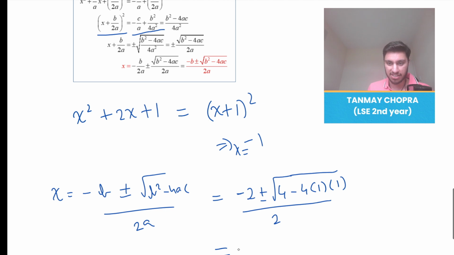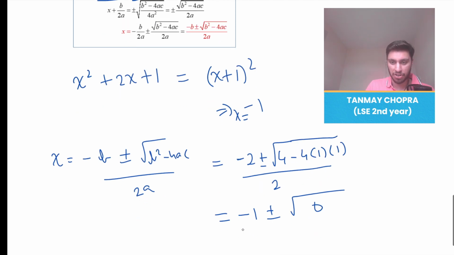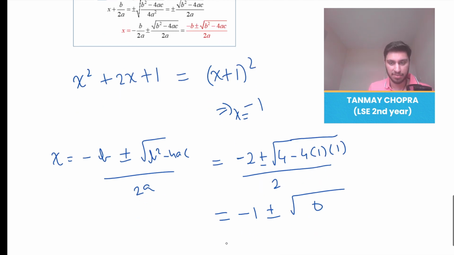And I get the solution as negative 1 plus minus square root of 4 minus 4, which is 0, which means the solution is only negative 1, but twice. x equals negative 1 twice. It's a repeated root. So that's basically what the quadratic formula is. It's nothing more than that.